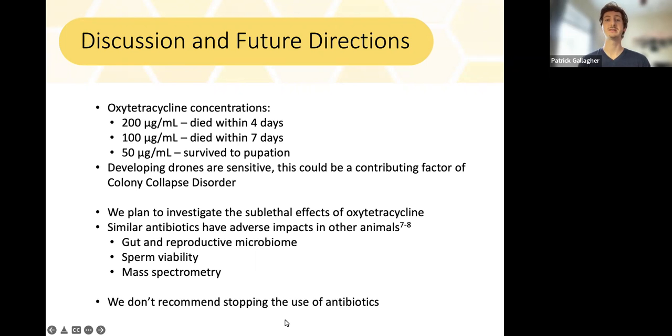Finally, we do not recommend stopping the use of antibiotics as they are highly important in treating those bacterial brood diseases we talked about earlier, but we should be actively looking for an antibiotic alternative.